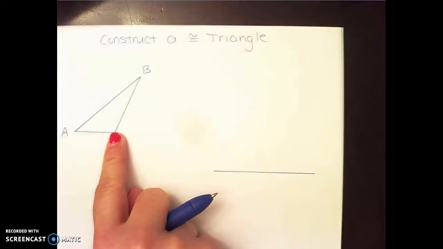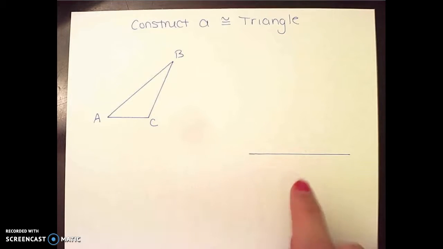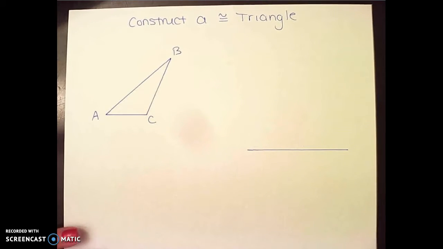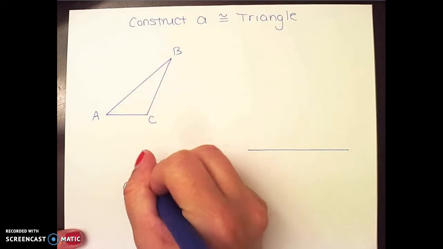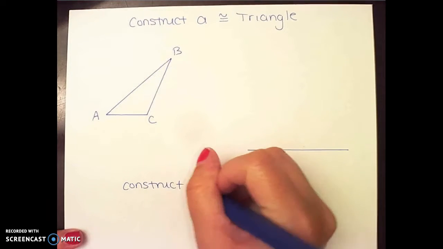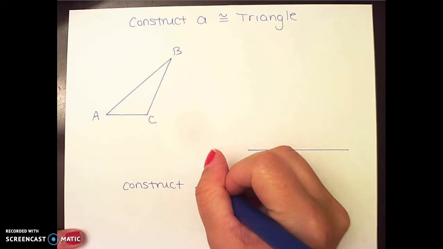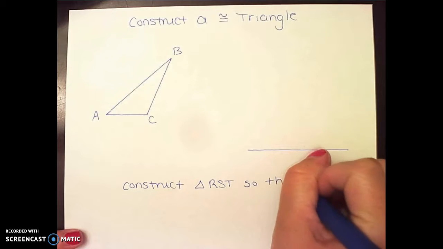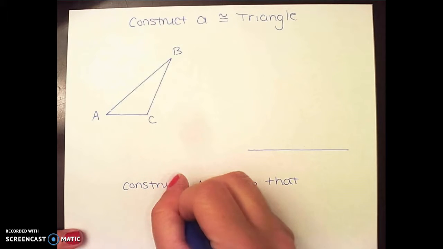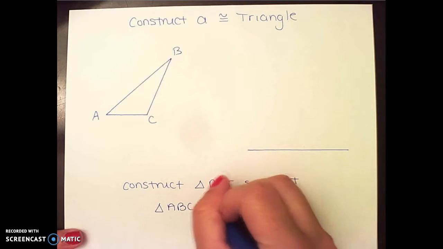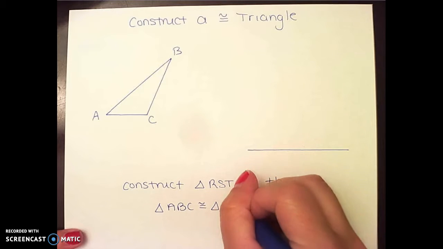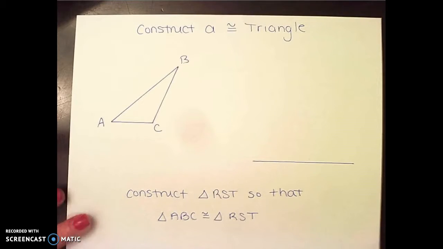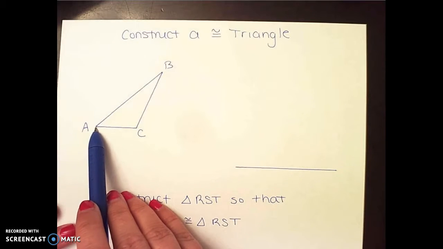They give you a triangle and then they ask you to construct a congruent triangle over here on this line segment. And specifically, the directions are going to say something like this: we are going to construct triangle RST so that triangle ABC is congruent to triangle RST.